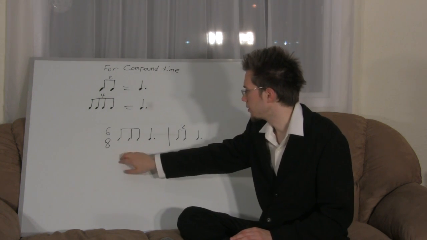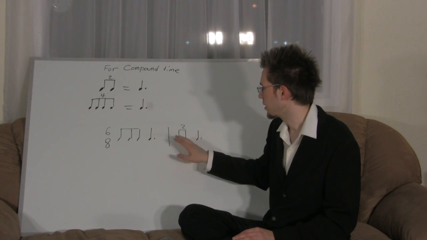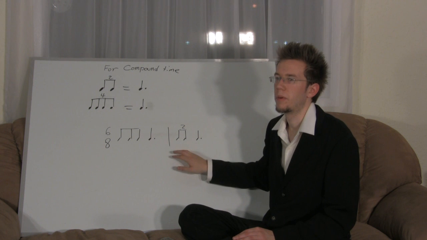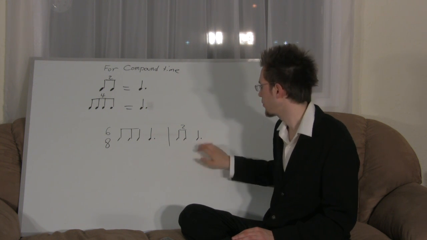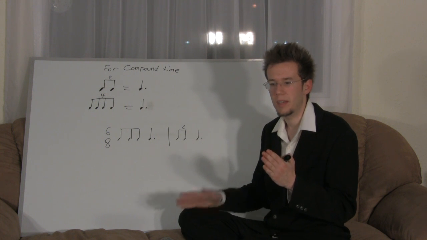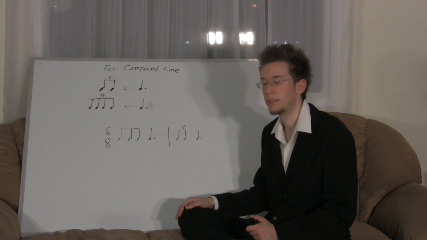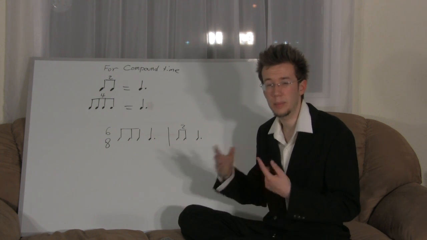So play 1, 2, 3, 4, 5, 6, right? And then for this, then play 1, 2, 3, 4, 5, 6. So it's coming in the middle, but you're going to hear the beat and then just play those two notes evenly before the next one. So it's actually going to sound a lot like simple time.